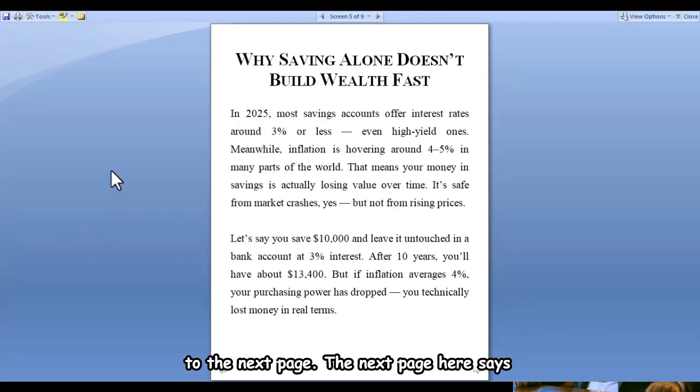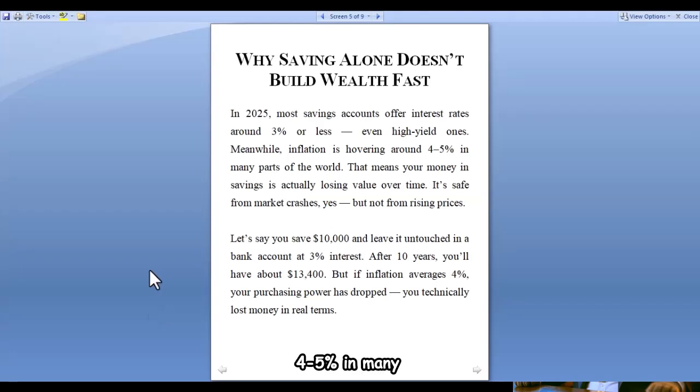The next page here says why saving alone doesn't build wealth faster. In 2025, most savings accounts offer interest rates around 3% or less, even high yield ones. Meanwhile, inflation is hovering around 4 to 5% in many parts of the world. That means your money in savings is actually losing value over time.